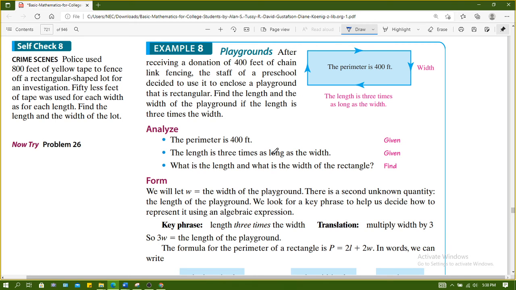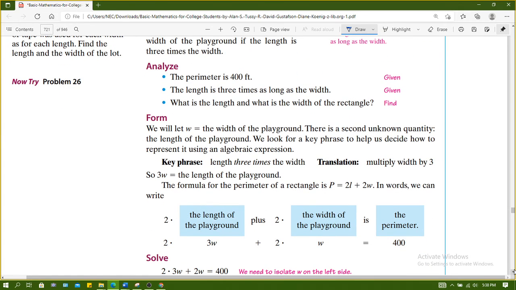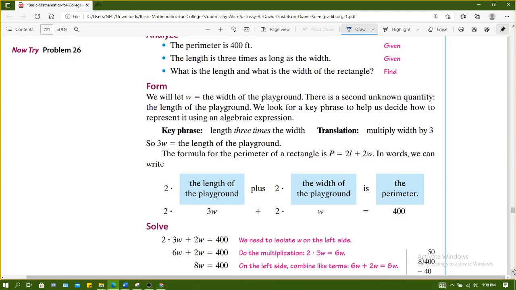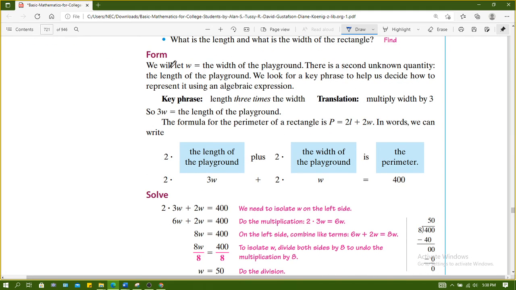The length is 3 times as long as the width. So the length is 3 times longer, or as long as, the width. What is the length and what is the width of the rectangle? So there's a hint: the perimeter. Okay? So we will let W. Sometimes, class, you need the basic formulas for problems like this.